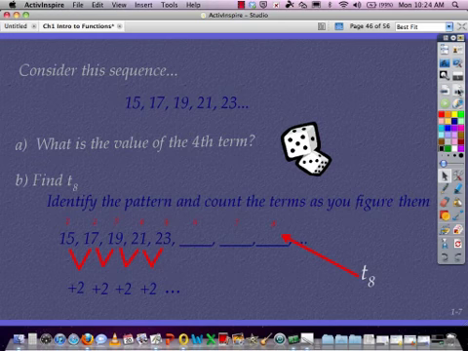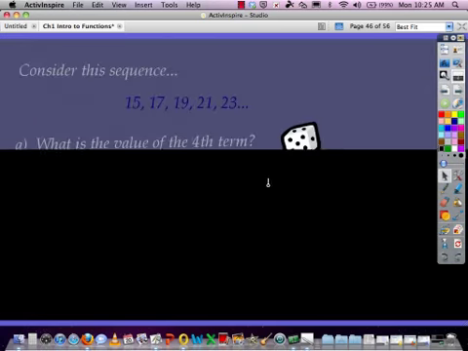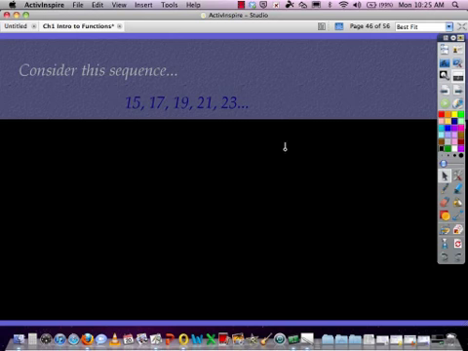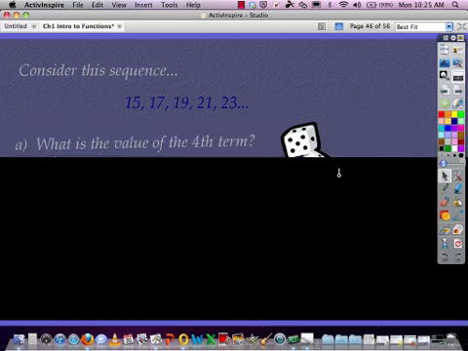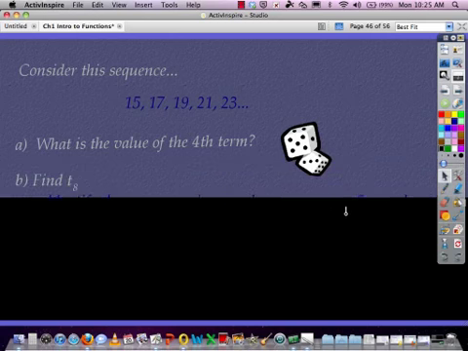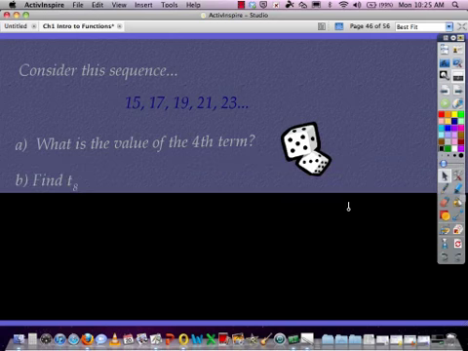I want you to, as we say, consider this sequence. So look up in this sequence of the numbers 15, 17, 19, 21, 23, and so on. You should start, anytime you see a sequence, look for a pattern. And there is a definite pattern here. And that pattern should be able to, or allow us to, answer the following questions. What is the value of the fourth term?